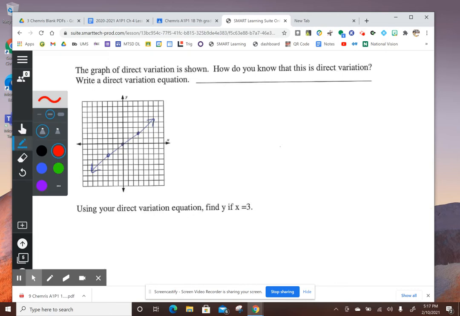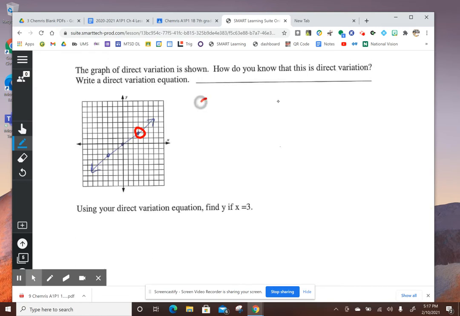So again, this says the graph of direct variation is shown. How do you know it's direct variation? I know it's direct variation because it's a straight line through the origin. They want me to write the direct variation equation. So I have to pick a point other than 0, 0. So that point is 3, 2. So I'm picking the point 3, 2, which means when x is 3, y equals 2.